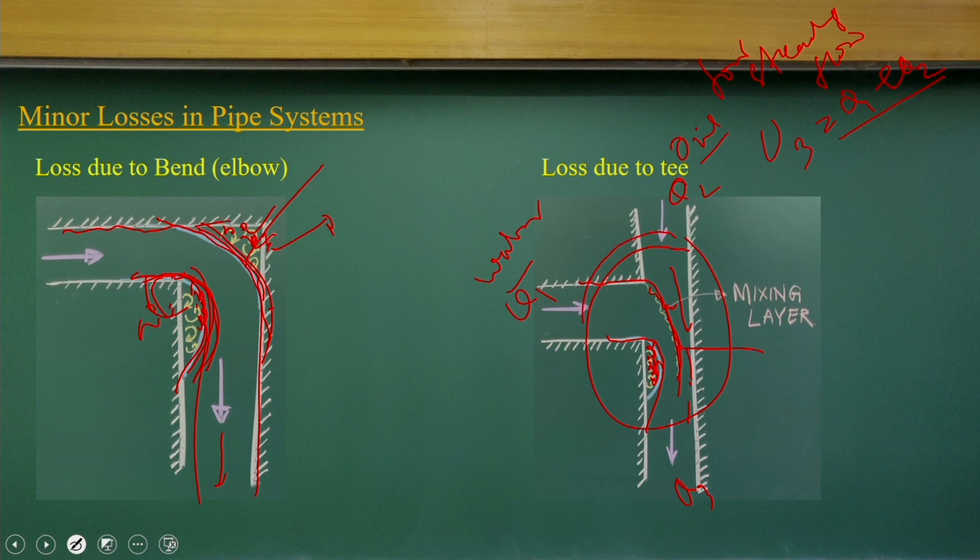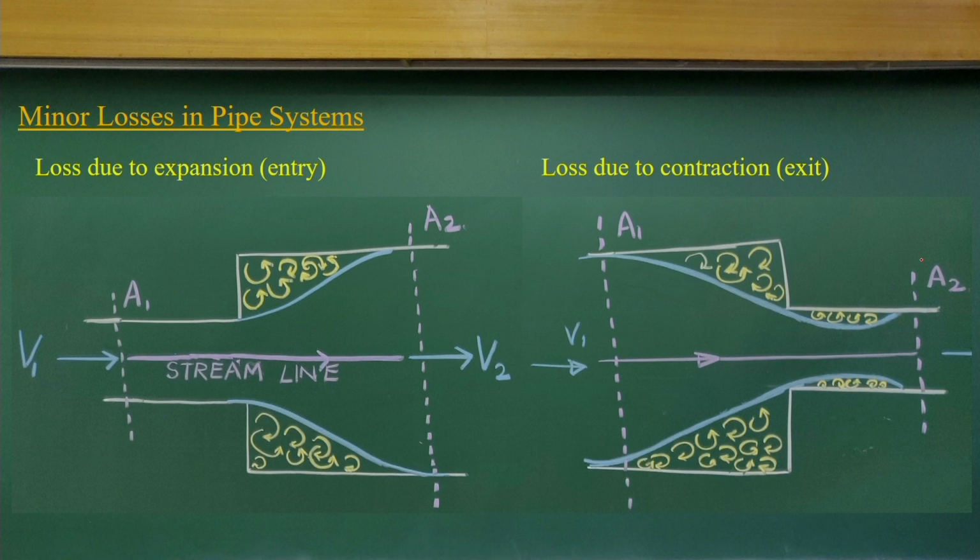But more of the time we just look at how much energy loss is happening, the HL part. So we can define HL is equal to K times V square by 2g. This K we can get for the different configurations. That's already been done experimentally. There is a table, and we just follow it.